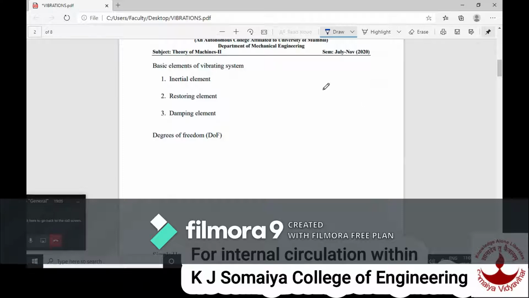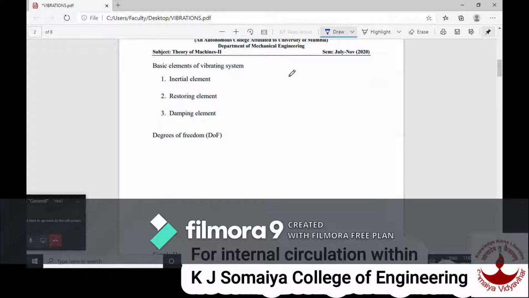Then basic elements of a vibrating system. So basically there are three elements of any vibrating system. When we convert any system into a mathematical model, we need to convert all the elements available in that system into one of these three elements. First is the inertial element. Inertial element is represented by lumped mass or lumped moment in case of linear or torsional vibration. The second element is the restoring element, which is a massless linear or torsional spring. The third is the damping element. Damping element is nothing but a massless damper of rigid elements.